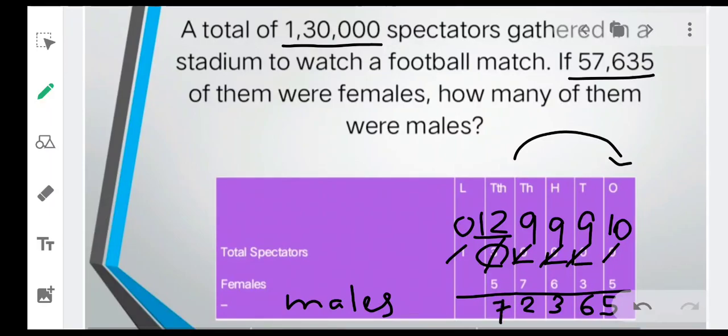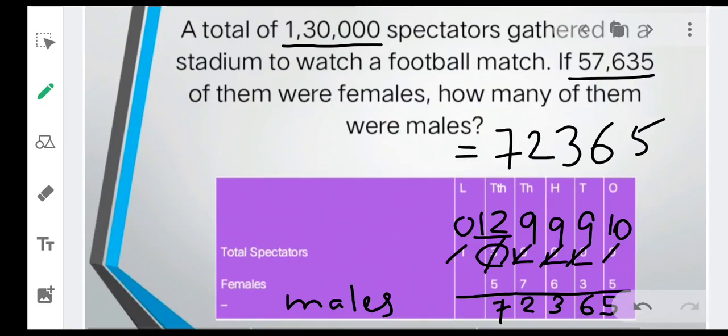So how many males are there? Yes, 72,365. Students, you have to write this answer as per the Indian number system, and you have to insert commas. So I am going to write down 72,365 of them were males. I hope you understand this very well, and now we are going to solve another sum.